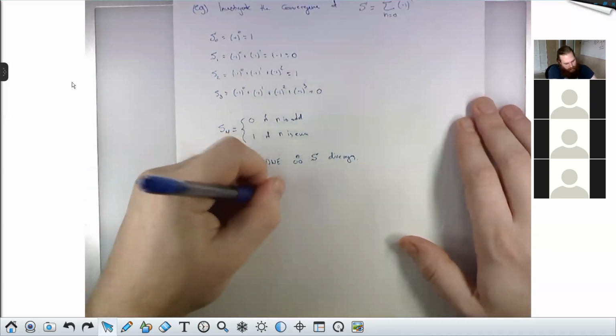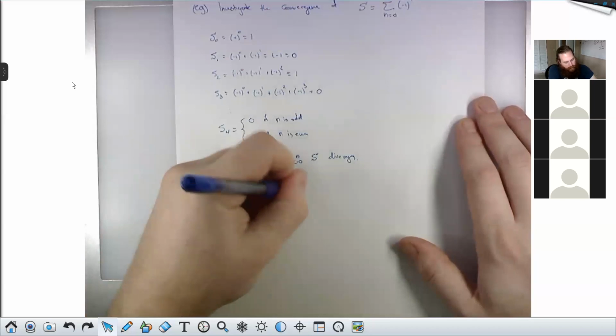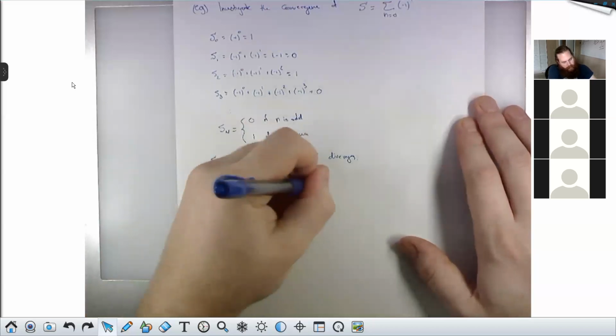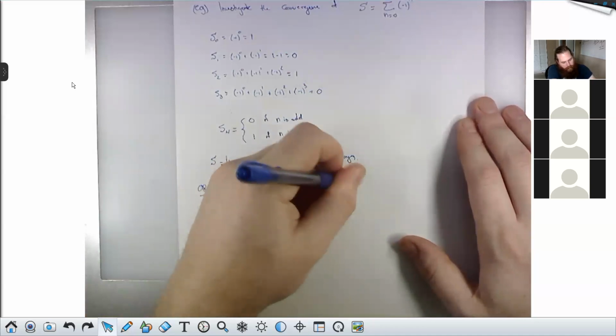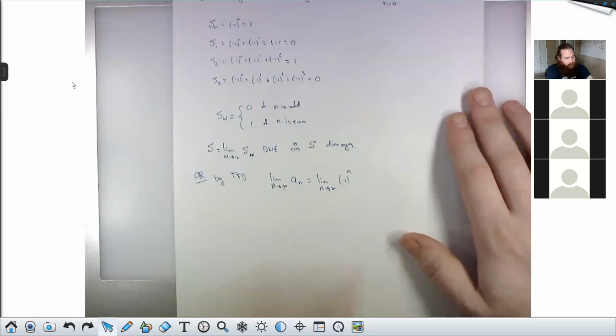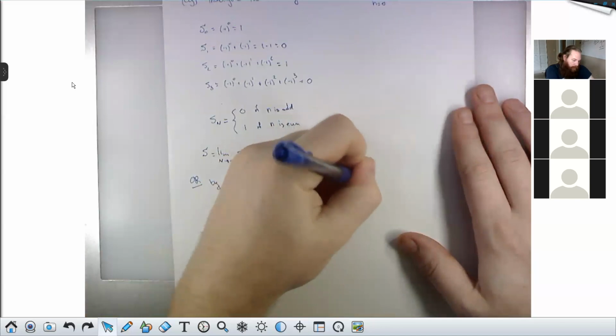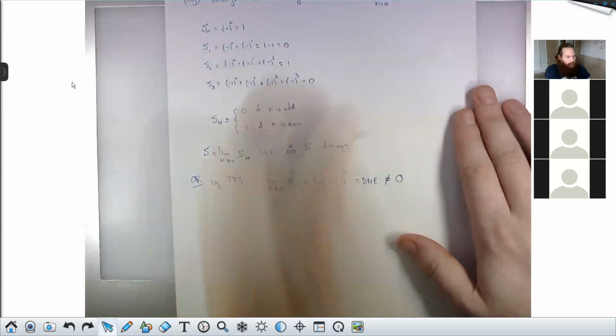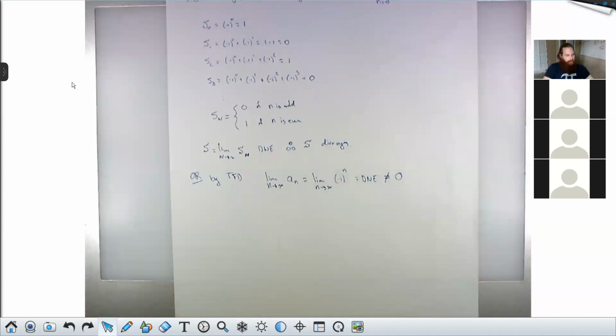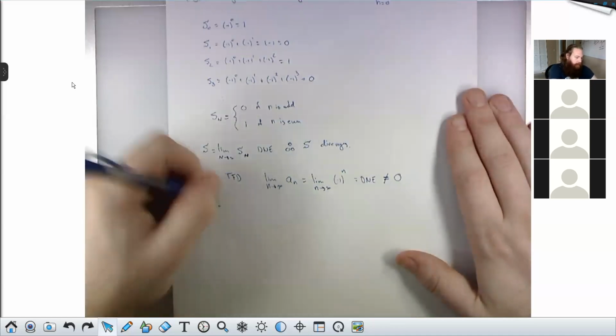The limit as little n goes to infinity of a_n is the limit as little n goes to infinity of (-1) to the little n. This is also DNE, which is different from existing and equaling 0. So S diverges by TFD.